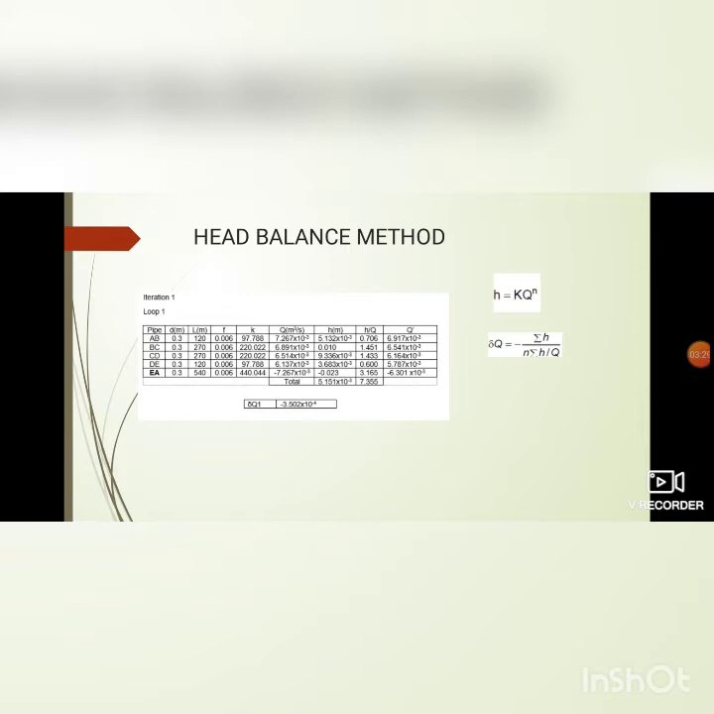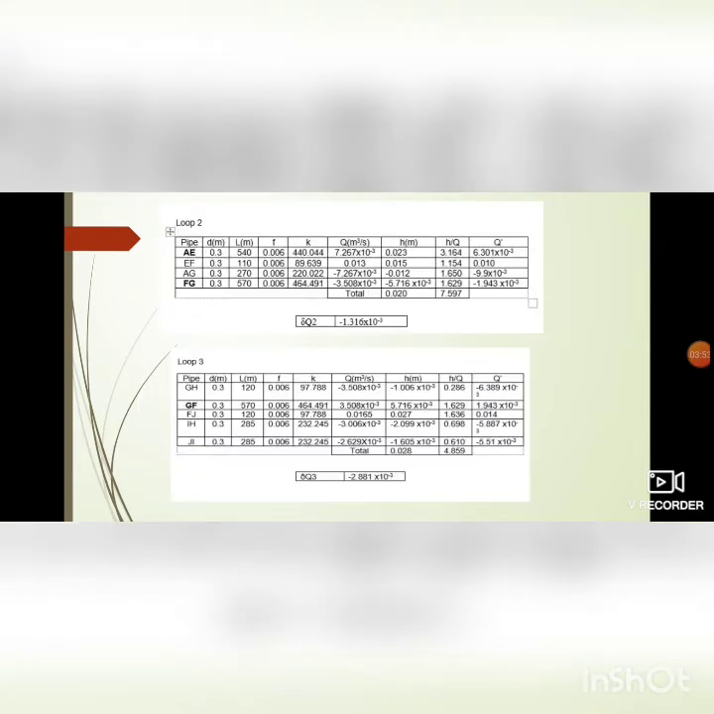For a joining pipe, Q prime is equal to Q plus Qi minus Qj. The iteration is done until the total head is equal to 0 or delta Q is equal to 0. So this is the iteration 1 for loop 2 and loop 3.